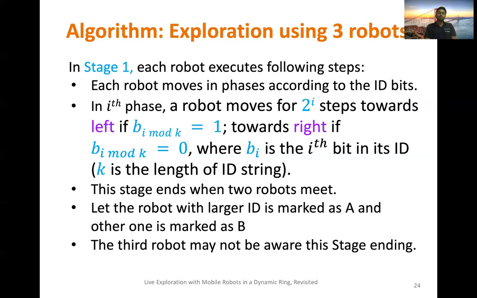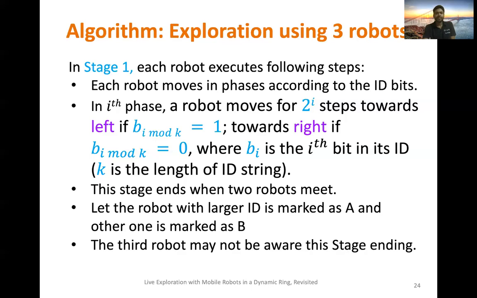And when they meet, just for simplicity, we mark one robot as A, the one with the larger ID, and the smaller ID gets the name B. And the 3rd robot is not aware of this stage ending, because it is still following its bit string, in this phase.